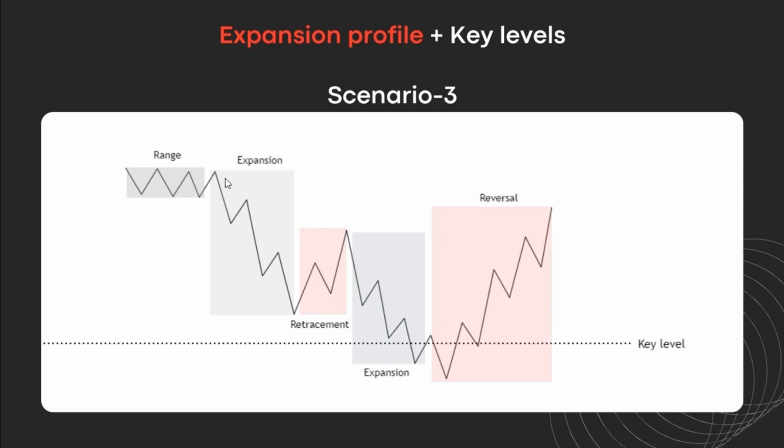Now the third scenario is when the expansion profile doesn't test a key level, but then after it has a retracement profile, and after that retracement profile we can expect another expansion towards that key level, right? Now in this case the second expansion has tested a key level, so what are we going to expect? We're going to expect a reversal profile, right? Because that expansion profile has tested a key level, right?